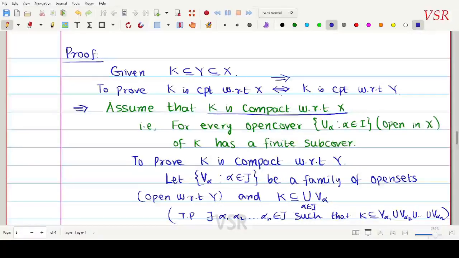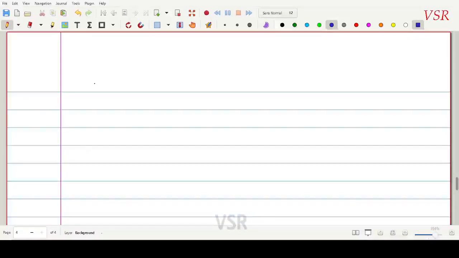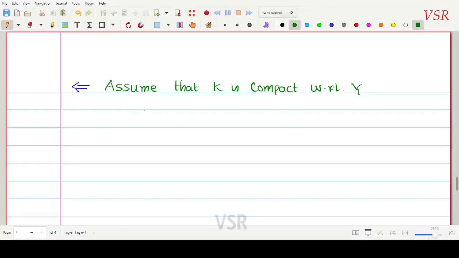So now we need to prove the converse part. Assume that K is compact with respect to Y. Now we have to prove that K is compact with respect to X.